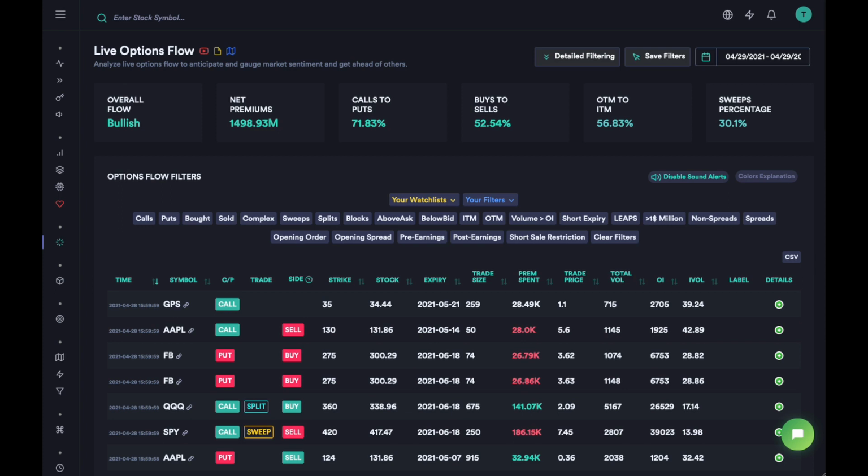This is going to be a quick but not so quick introduction to a live options flow. There are so many tools in this dashboard, so I'm not sure this is going to be quick, but let's see how much time it takes to go over the entire tool.